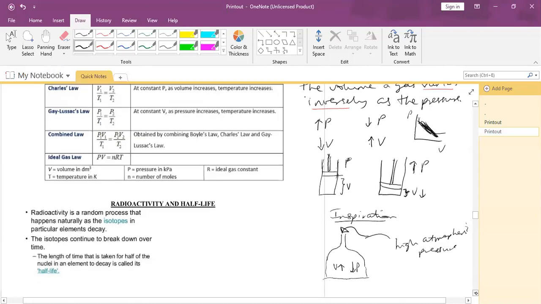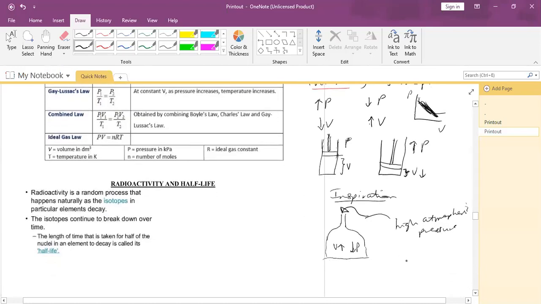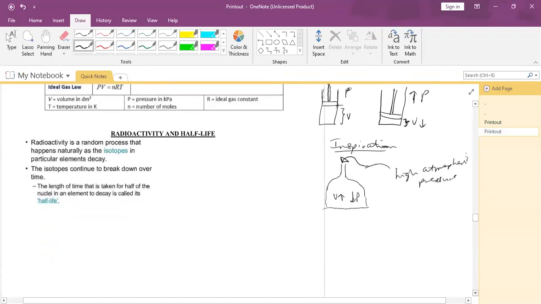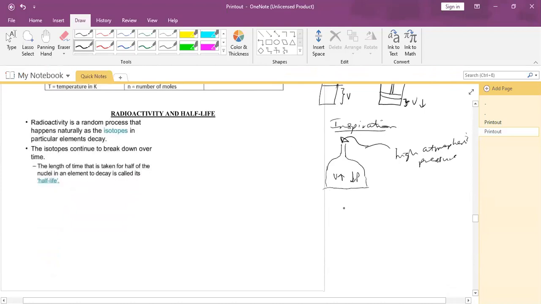Now what about expiration? If you have to breathe out, we're going to have the opposite occurring, expiration. So now the volume in the thoracic cavity will have to go down, right? So the diaphragm becomes dome shaped. It contracts to form the dome shape. And what happens? Now the thoracic volume has decreased.